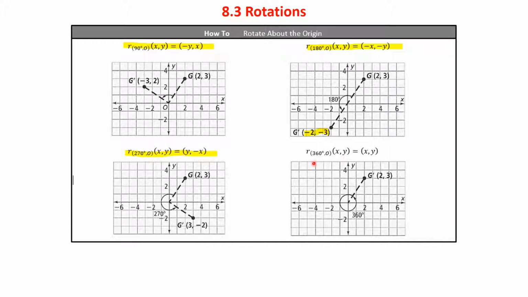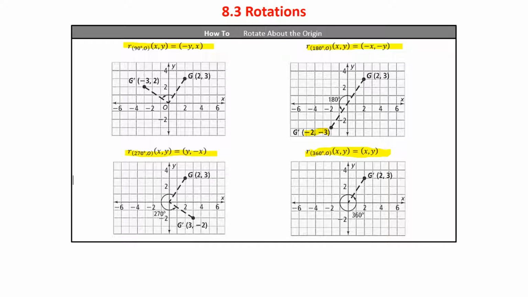Lastly, we have our rule for rotating 360 degrees. So if we want to rotate 360 degrees, we should realize that 360 degrees is actually going to take us right back to where we started from, because 360 degrees is going to give us the entire circle. And so here, I rotate 360 degrees, and I land exactly back onto the spot I started with.